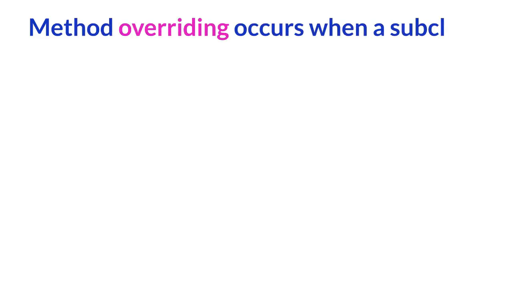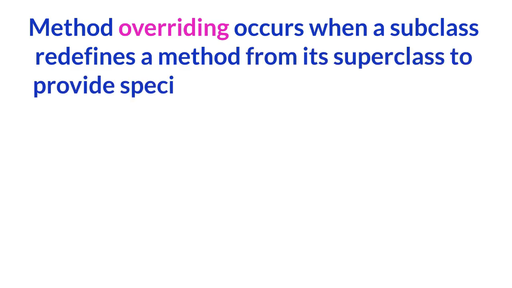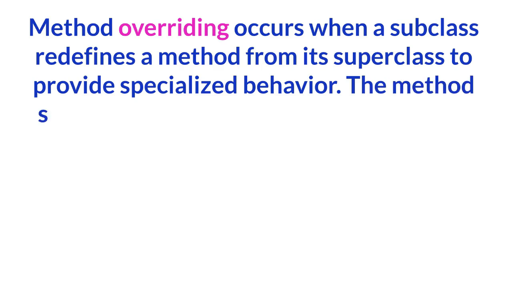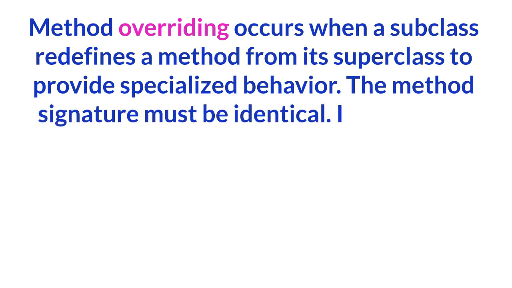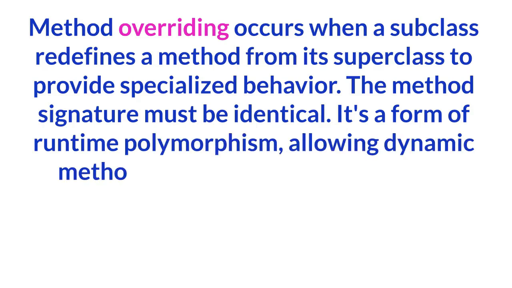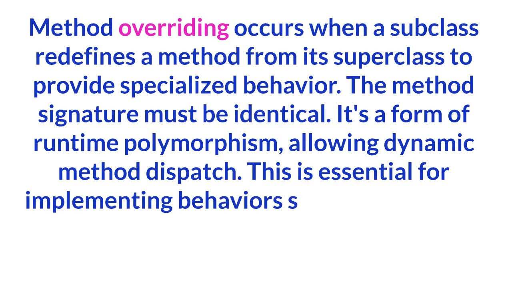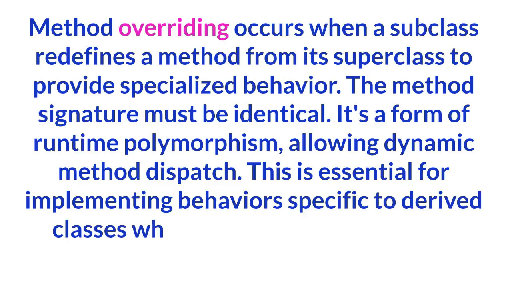Method overriding occurs when a subclass redefines a method from its superclass to provide specialized behavior. The method's signature must be identical. It's a form of runtime polymorphism, allowing dynamic method dispatch. This is essential for implementing behaviors specific to derived classes while maintaining a consistent interface.